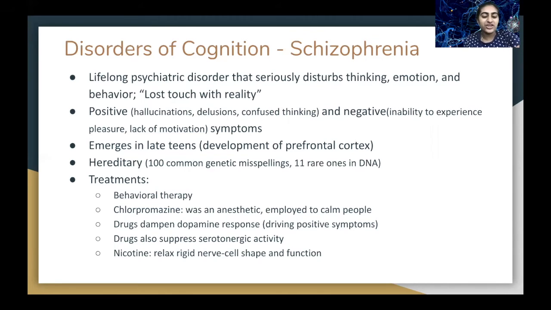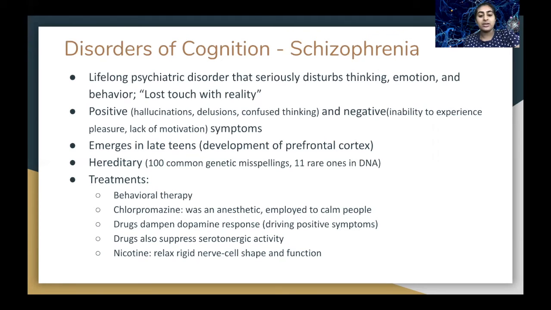Apart from the discussion about stigma on mental illnesses and psychiatric disorders, schizophrenia basically has positive and negative symptoms. So positive symptoms are hallucinations, delusions, and confused thinking, and negative symptoms are inability to experience pleasure, lack of motivation, etc. So schizophrenia usually emerges in the late teens.